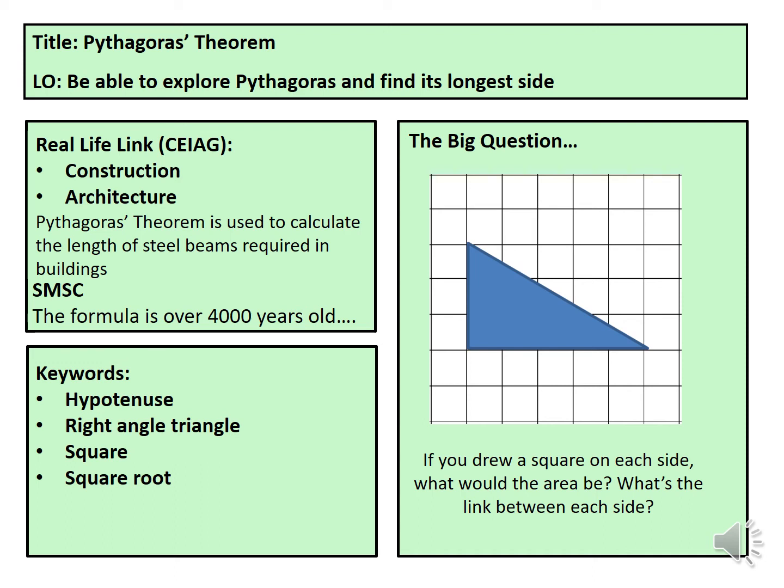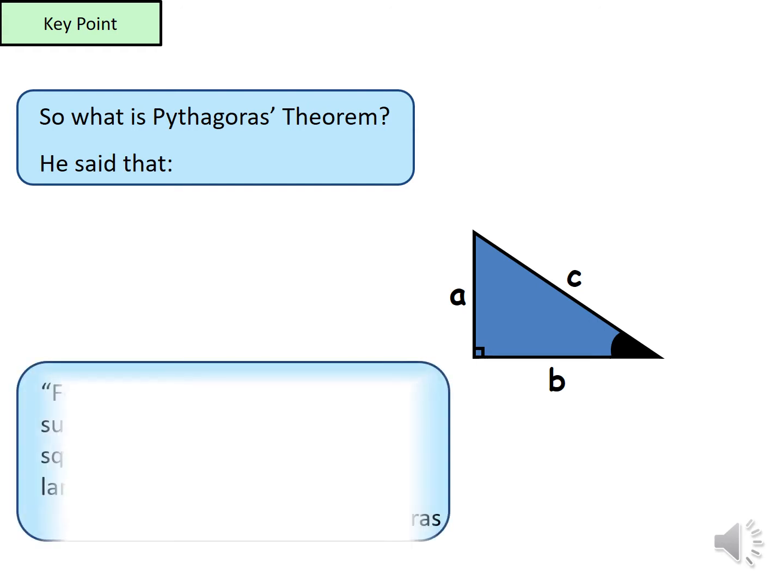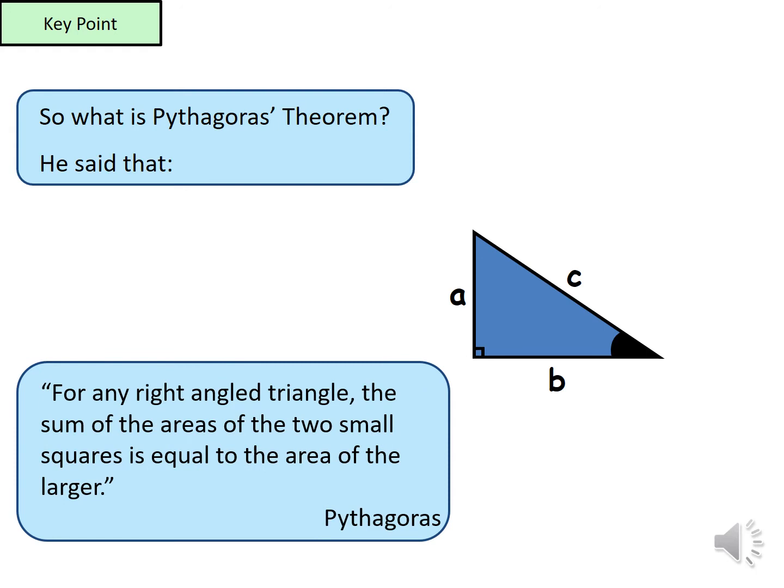In this lesson, we are going to look at Pythagoras' theorem, and we are going to explore Pythagoras and find its longest side. So what is Pythagoras' theorem? According to Pythagoras, for any right-angled triangle, the sum of the areas of the two small squares is equal to the area of the larger one.